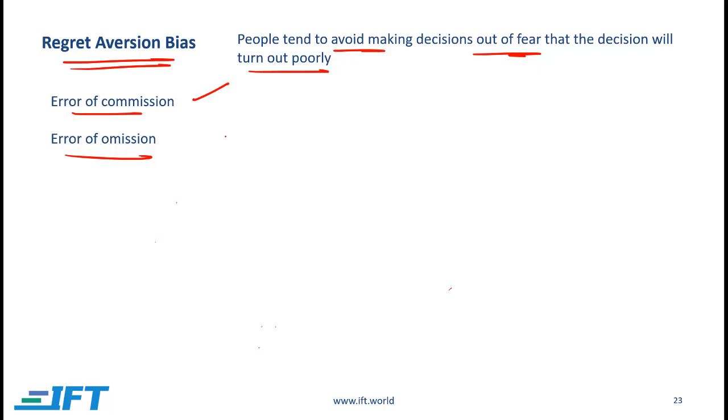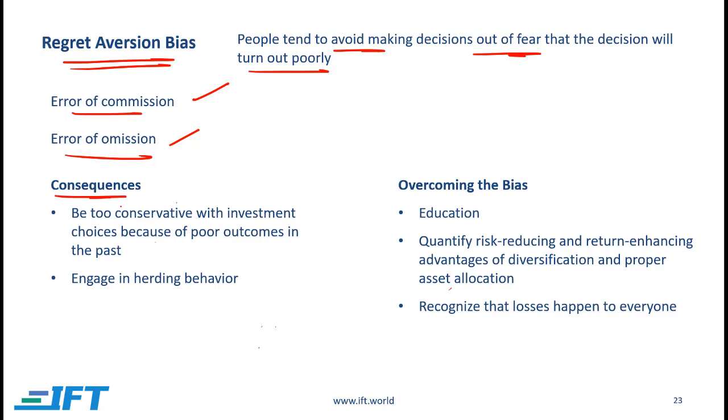So in a given situation, it might make sense to take a certain amount of risk, but if we avoid that risk because we are afraid that things will turn out poorly in the future, then that's an error of omission. So what are the consequences? Because of this bias, we might be too conservative with investment choices. And with certain investment choices, the outcomes might have been poor in the past, and that's made us extra risk averse. We have been criticized in the past for not making good decisions, so we just avoid making decisions. We just possibly stick with what we have.